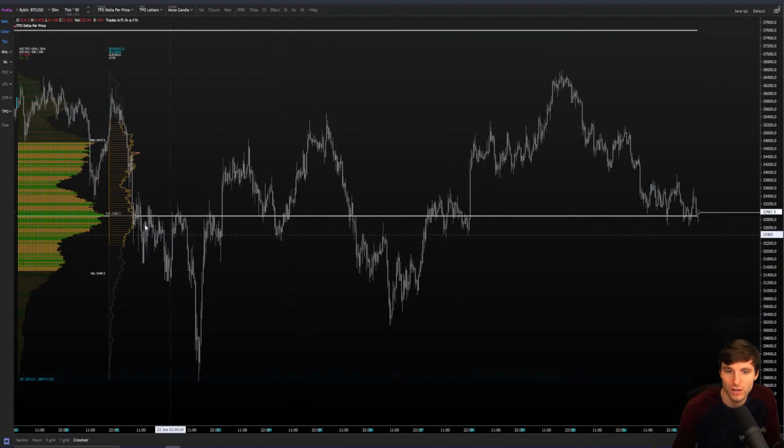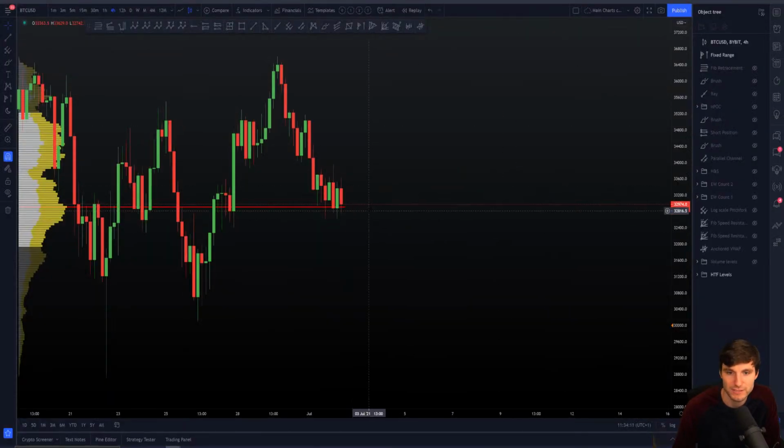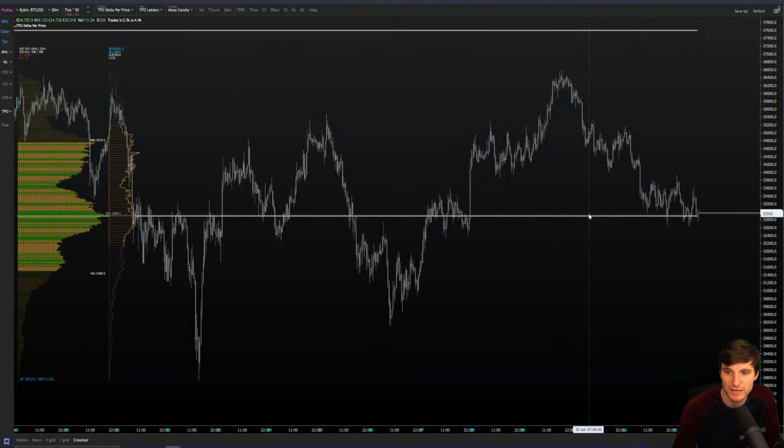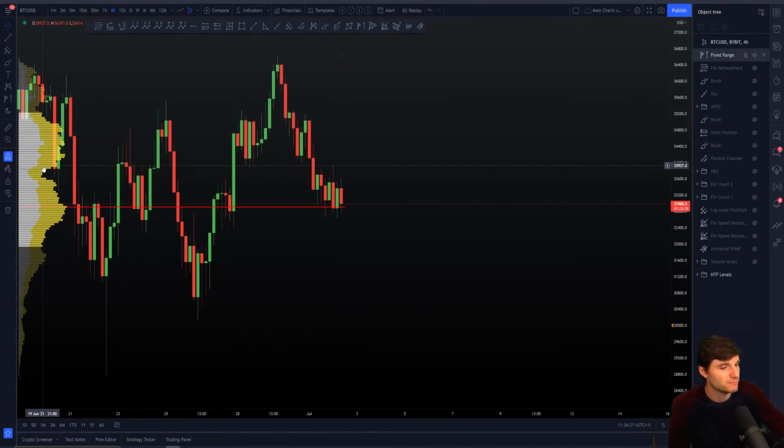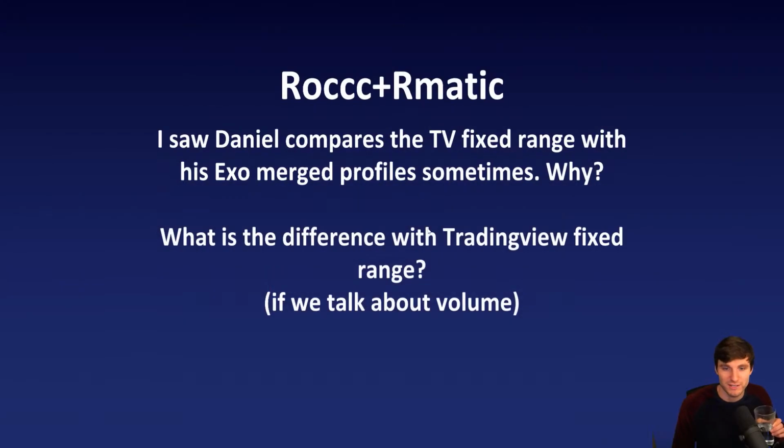This point of control lining up with this point of control, and you can see they basically are at the moment. So that just means the level's even stronger, basically, because you have it lining up on both platforms. Sometimes there's a bit of difference because TradingView does its calculations differently, but that's basically the main reason.